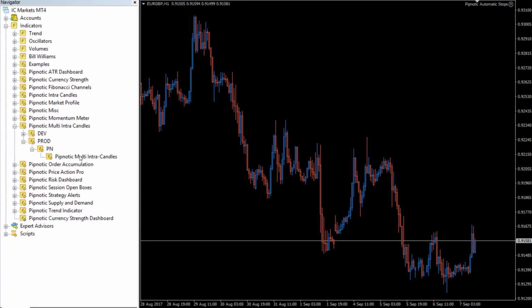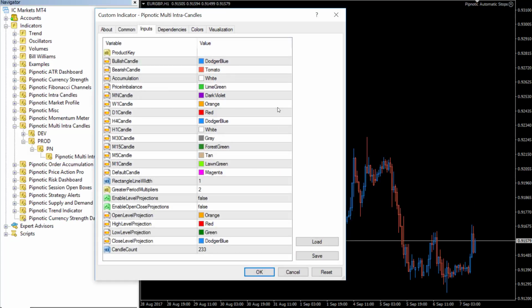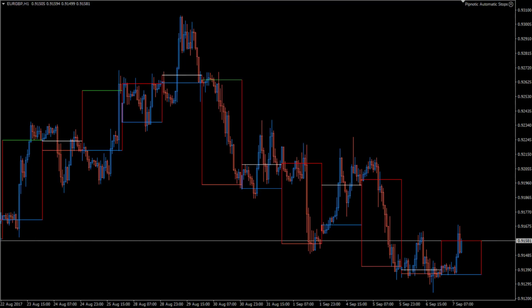So if we drag it on the chart, just double click it, we'll leave it in its default configuration. What it's showing me now is the daily candles on top of the 1 hour candles. We can see 1 hour price action here, and on top of those we can see these lovely daily candles. There are a few different colors here, and I'll explain that.